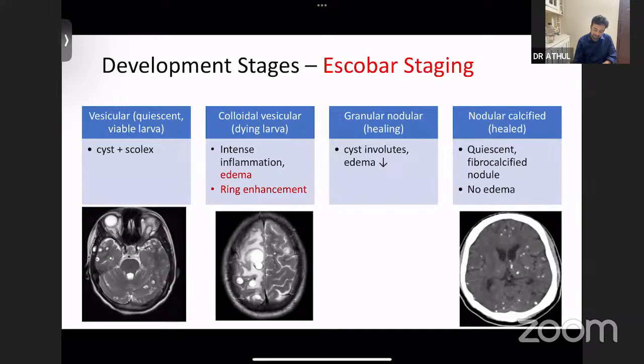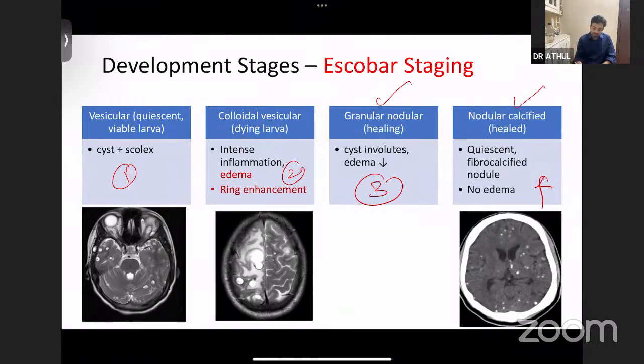Absolute criteria. And always remember, there are 4 stages of neurocysticercosis. Just go and read. The 4 stages are the vesicular stage, colloidal vesicular stage, granular nodular stage, and nodular calcified stage. They can give you images of any of these stages. In the first stage, you will be able to see the scolex. In the second, there will be much edema because of intense inflammation. Later, it will get calcified. This is the neuro-NCC staging, also known as Escobar staging. Just go and read the Escobar staging.